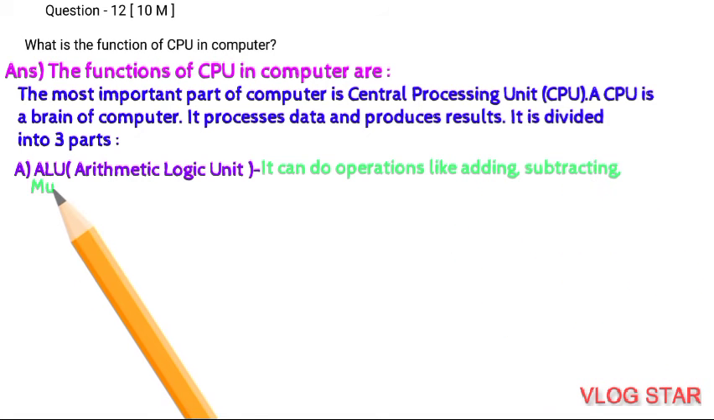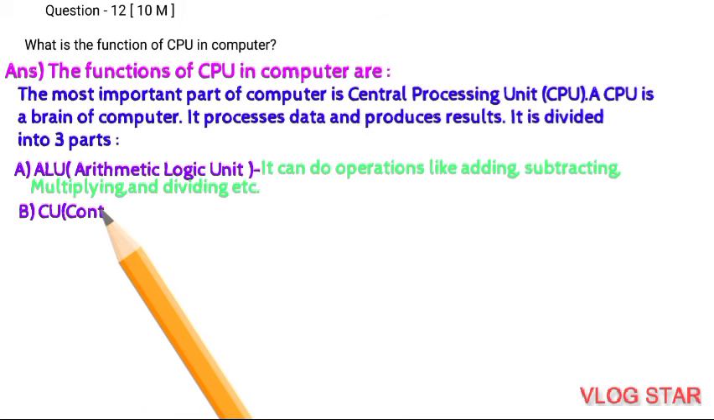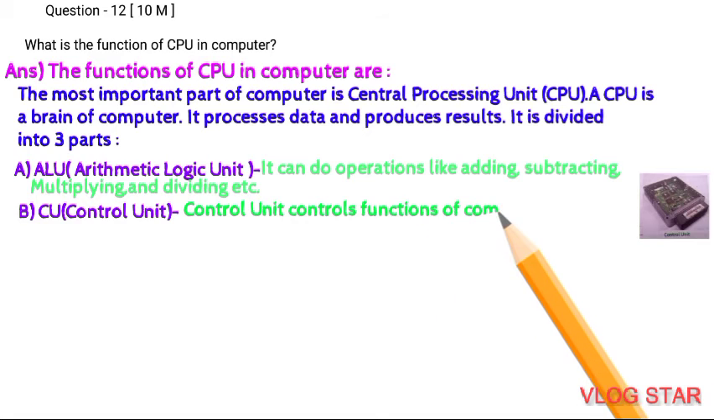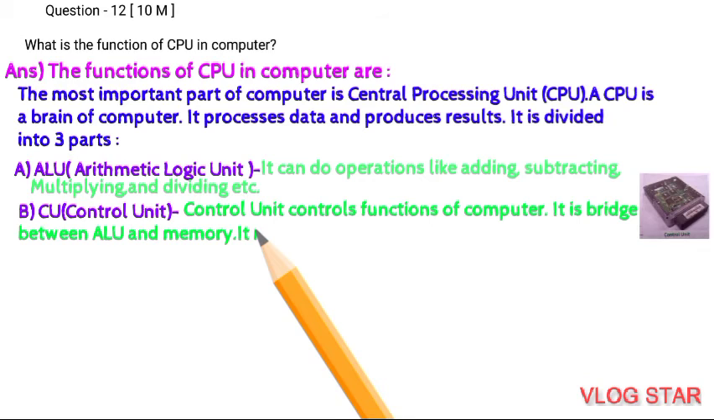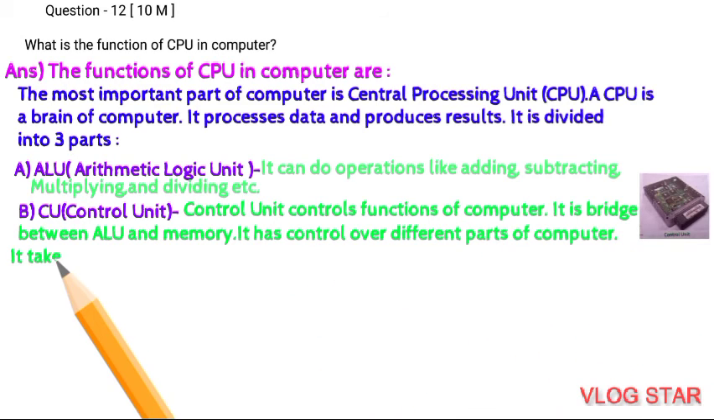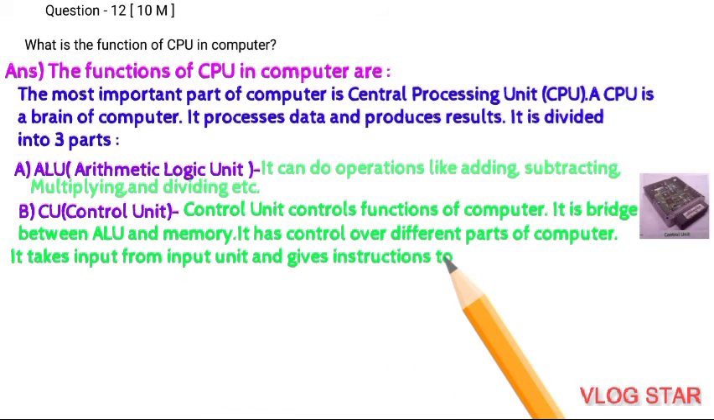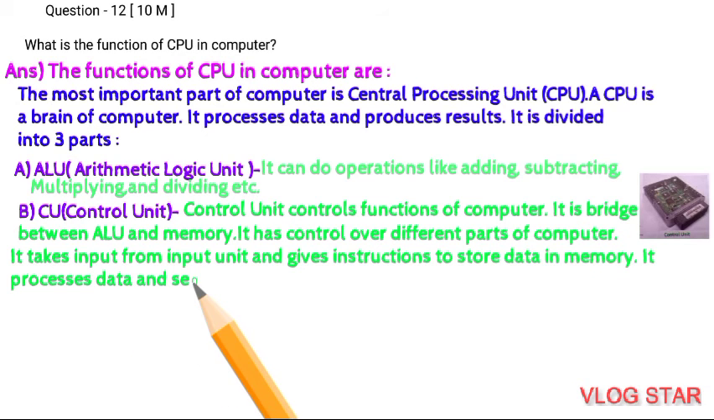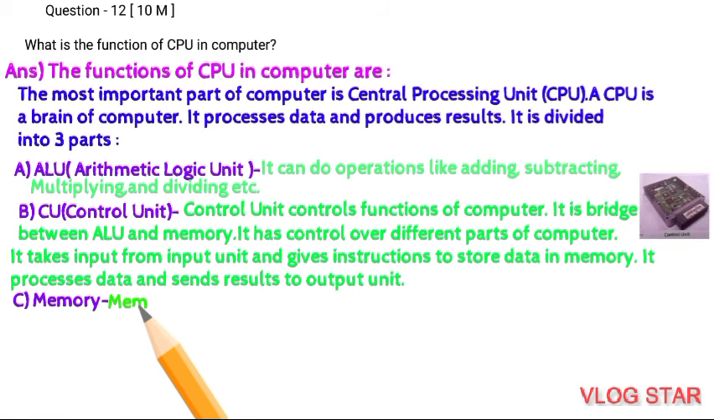arithmetic logic unit. It can do operations like adding, subtracting, multiplying and dividing, etc. B. CU, control unit. Control unit controls functions of computer. It is a bridge between ALU and memory. It has control over different parts of computer. It takes input from input unit and gives instructions to store the data in memory, process data and sends results to output unit. C. Memory.